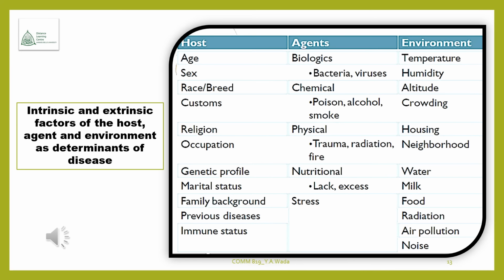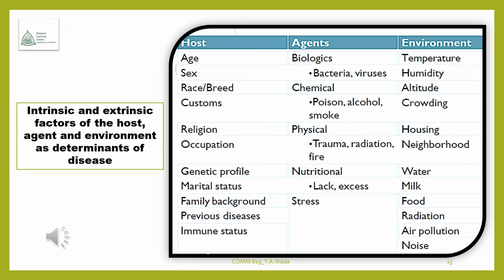And then when you talk of race or breed, some diseases tend to be prevalent in a particular race than others. Like non-infectious chronic disease like diabetes, mostly more prevalent in the Western world as compared to people in Africa. Then custom, religion, occupation, all these play a specific role in influencing disease establishment in the host.